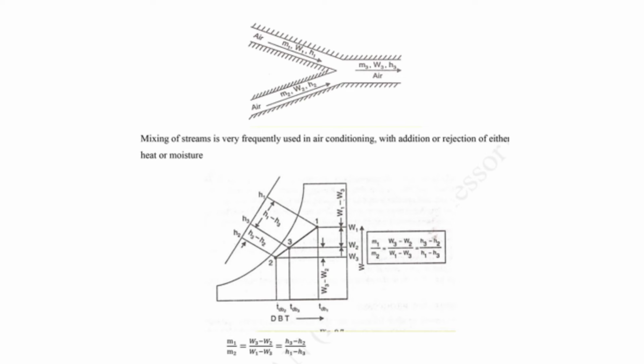Here we can see the psychrometric chart. From the psychrometric chart we can find the stream conditions. Here the bottom horizontal line represents the dry bulb temperature, the vertical line represents W, and the inclined line represents the enthalpy value, and the mass flow is also calculated from the psychrometric chart. Also, M1 divided by M2 is equal to (W3 minus W2) divided by (W1 minus W3), which is equal to (H3 minus H2) divided by (H1 minus H3). This relation will help to calculate the mass flow rate of the streams.